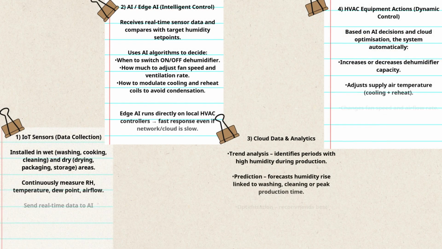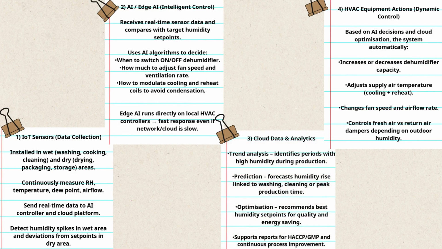This smart humidity control system works in four main steps. First, IoT sensors are installed in both wet and dry areas to continuously measure humidity, temperature, dew point, and airflow. They quickly detect any sudden change and send the information to the controller.